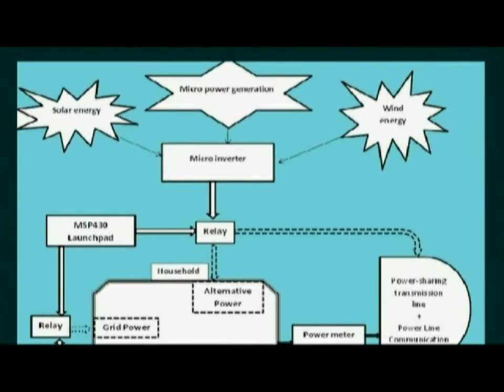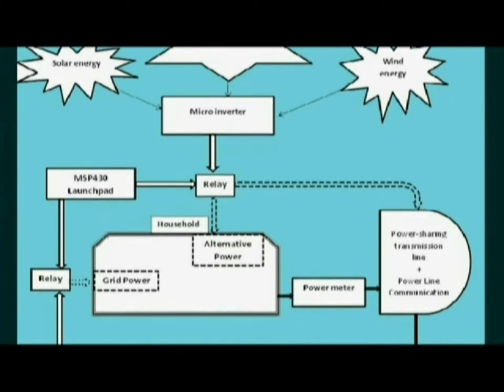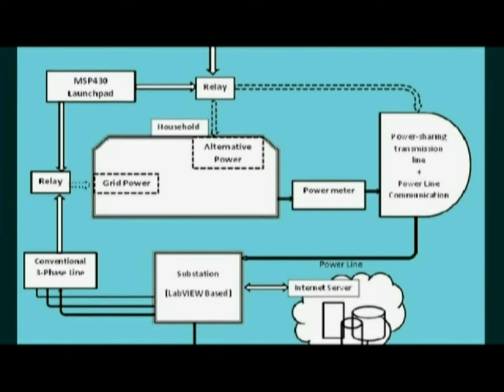Every household will have an alternative energy source. It can be solar, micro, or wind power. Microinverters are employed to gain the maximum output. Relays in the household will be controlled by the MSP430 launchpad to direct the current to the transmission line or to the household, along with the data, which employs power line communication.